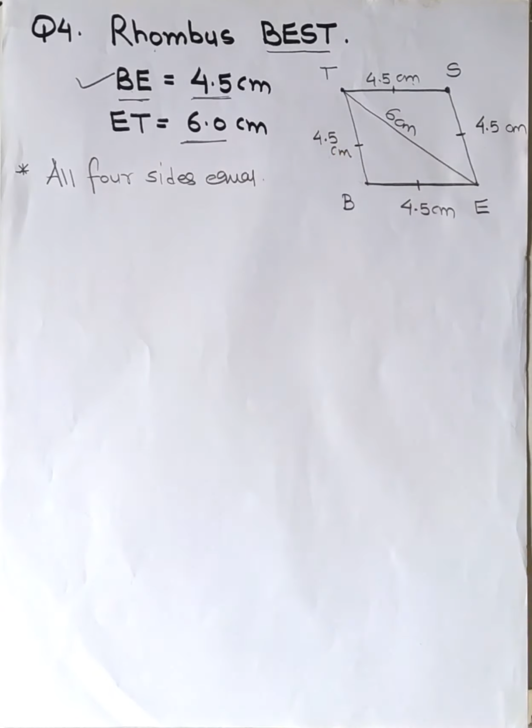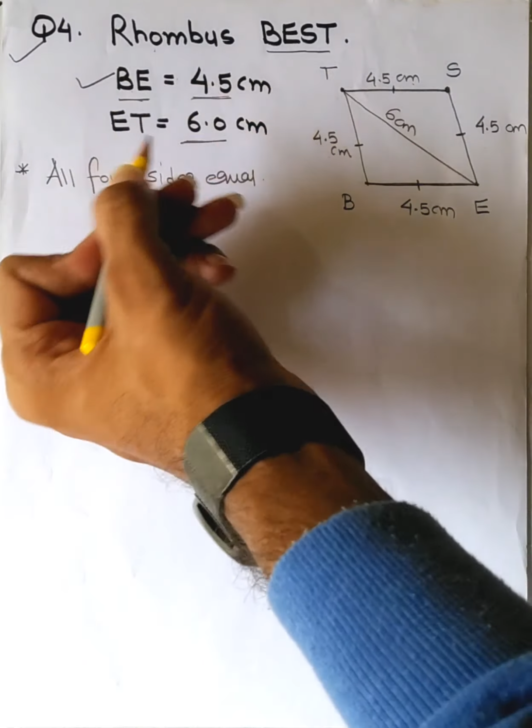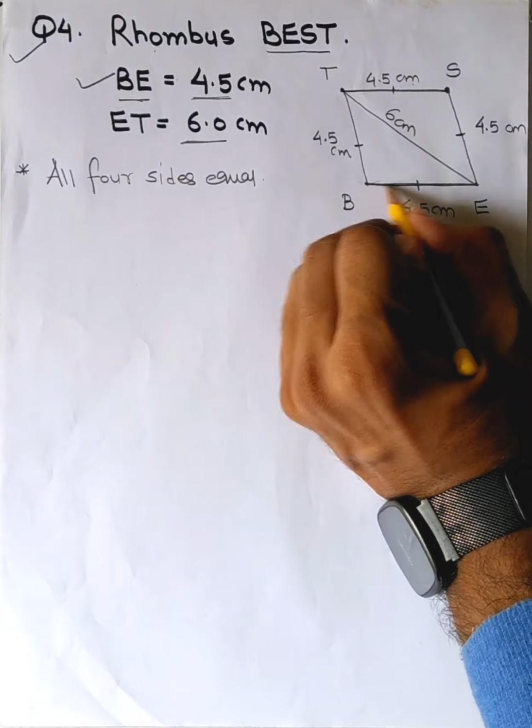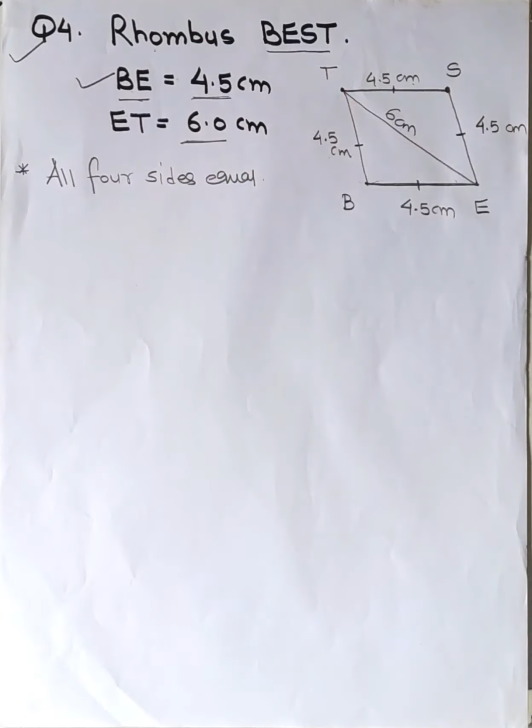Clear? So this is a very easy way to draw a rhombus. It is also important for exam purposes. Only one side and one diagonal are given. So start from one side, draw the diagonal, and the remaining arcs we will make by taking 4.5 centimeter. Clear? So let us start the construction.